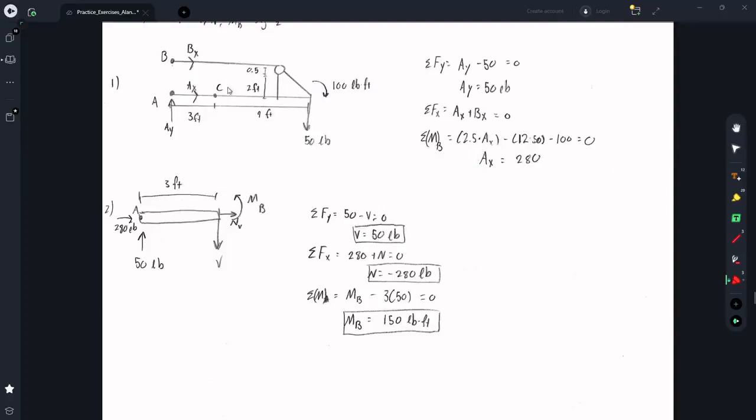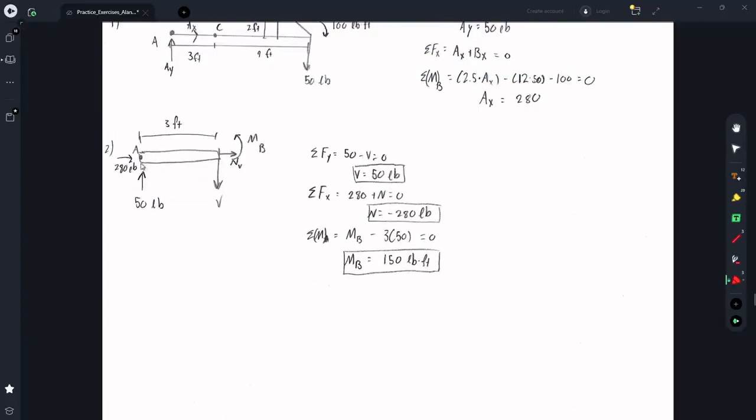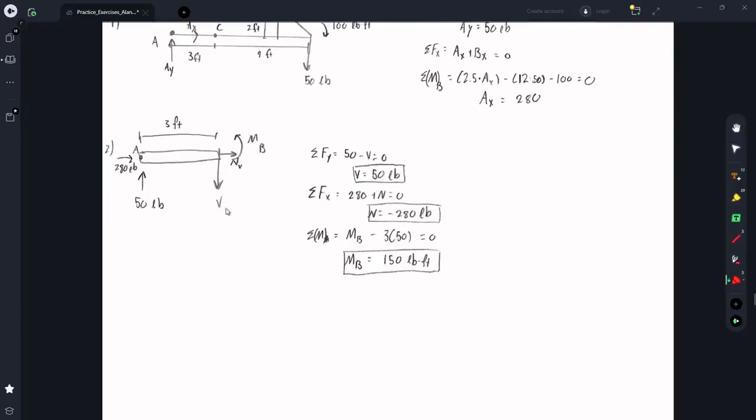So next, we cut the beam at point C, draw a free body diagram, which looks like this. These are the support reactions AX and AY, so 50 pounds up and 280 pounds to the right. There's going to be a shear force going down at the edge of where we cut. There's going to be a normal coming out, and there's going to be a bending moment, which helps to hold the beam still. So we're going to do the same thing. We're going to use the equations of equilibrium.